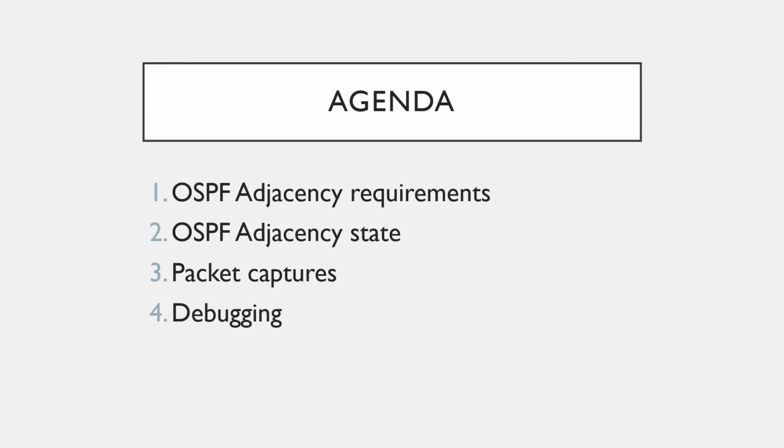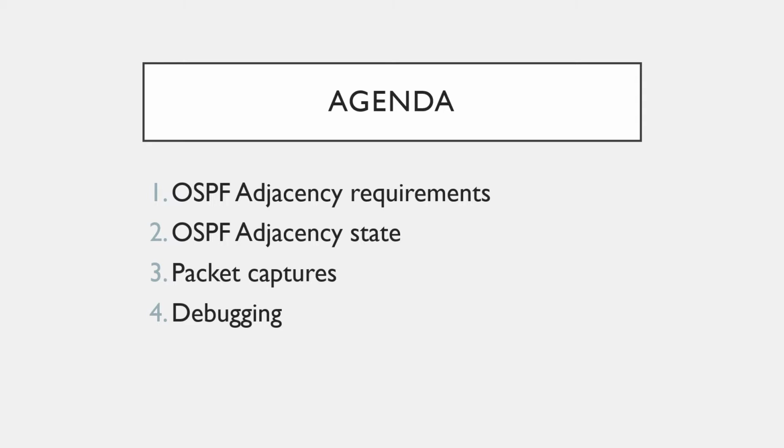Hey everyone, in this video I wanted to discuss the OSPF adjacency process. There are several things I want to cover. First off, I want to go over the different requirements for two routers to form an adjacency. So I'll cover things like, does the OSPF process ID need to match? Can the interfaces of these two routers be in the same or different subnets? And things of that nature.